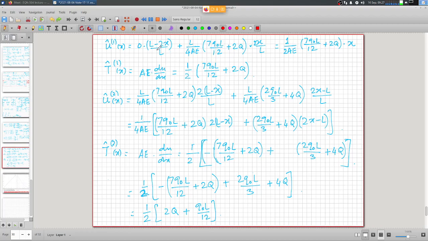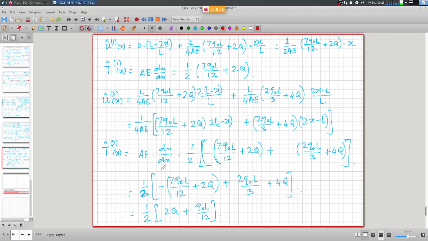Similarly, going to element number 2, we have u2 multiplied by the interpolation function for node 2 in element 2, plus u3, the displacement at node 3, multiplied by the interpolation function for node 3 in element 2. Combine the terms and you again get a first degree polynomial, a linear function in x, and you take the derivative to compute the axial thrust. So AE times du/dx gives you this constant value. Simplifying the terms, this is what you get. So these are the two axial thrusts.